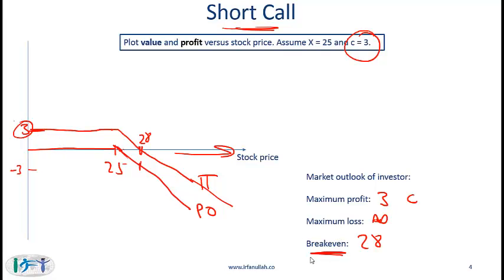In terms of a formula for the break-even, that formula is simply the strike price of 25 in this case, plus how much you get for the call option. Now, I've already alluded to the market outlook of the investor, but if the investor expects the stock to stay roughly stable or maybe go down a little, then it would make sense to take a short call position.